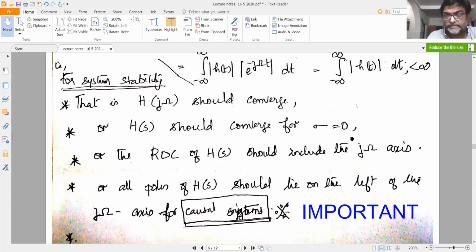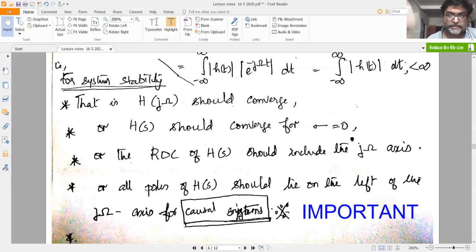Include the j omega axis. Is that clear? What does it mean? This also means that if you have a causal system, all the poles of the causal system should lie on the left of the j omega axis, because for a causal system, you know that the region of convergence exists from the rightmost pole to plus infinity.